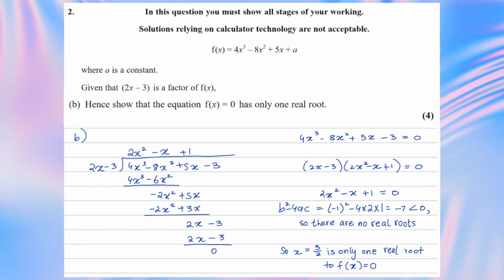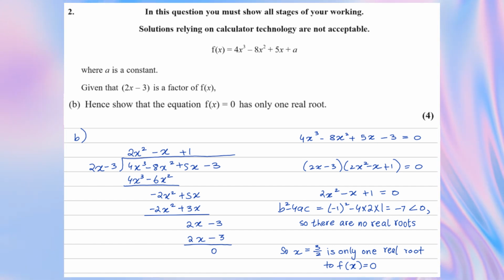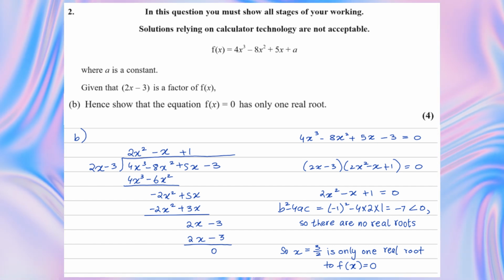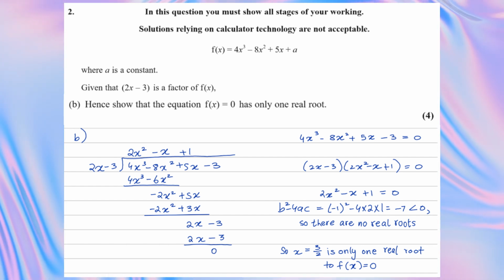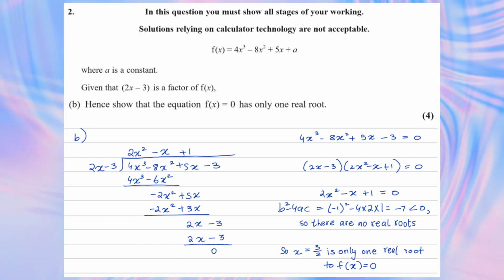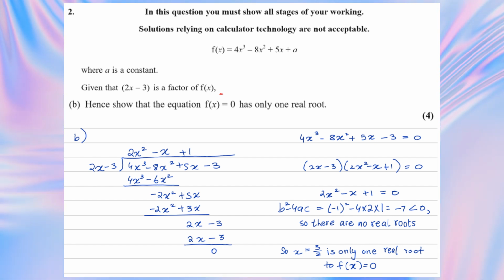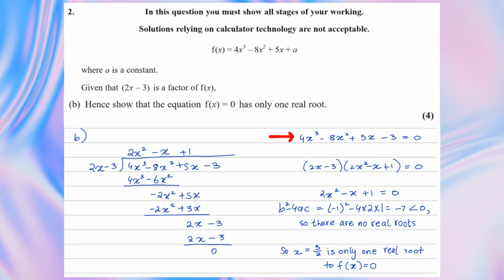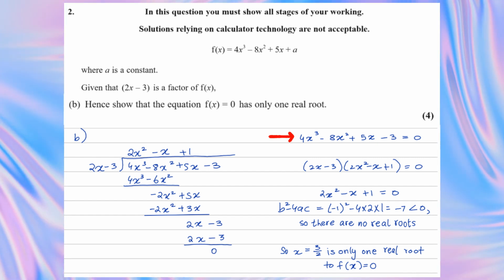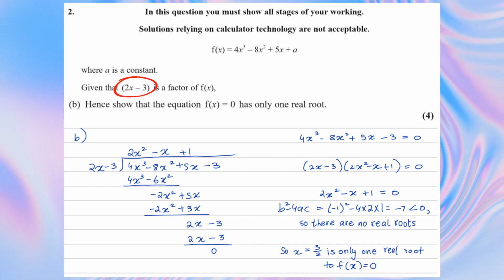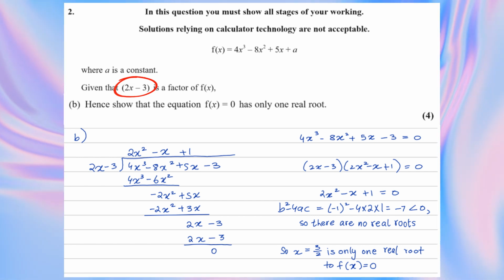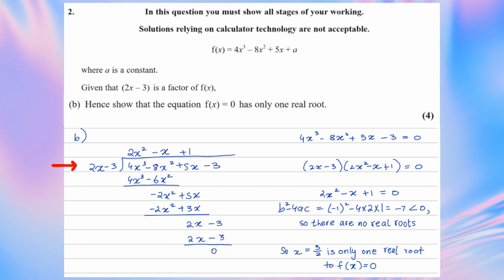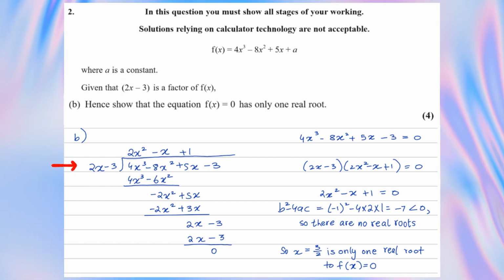Now to solve for part B of this question. It says, hence show that the equation f of x equals 0 has only one real root. Okay, we know that a equals minus 3 from part A. So f of x equals 0 is the same as 4x cubed minus 8x squared plus 5x minus 3 equals 0. Now we know that one factor of f of x is 2x minus 3. So we can divide f of x by 2x minus 3.